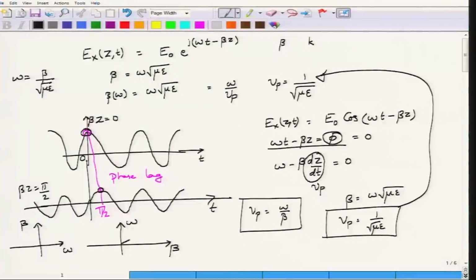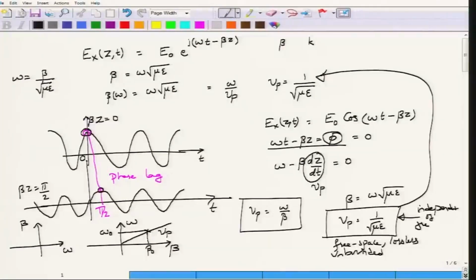The relationship here is a linear relationship, and at any particular point which corresponds to a frequency omega 0 and a corresponding point of beta 0, if you were to look at the slope of this line, or by finding the ratio of omega 0 by beta 0, the slope will give you the phase velocity Vp. Okay. And it is important to note that for free space condition and lossless condition, free space, lossless, unbounded medium, for all these cases, the phase velocity is independent of frequency.